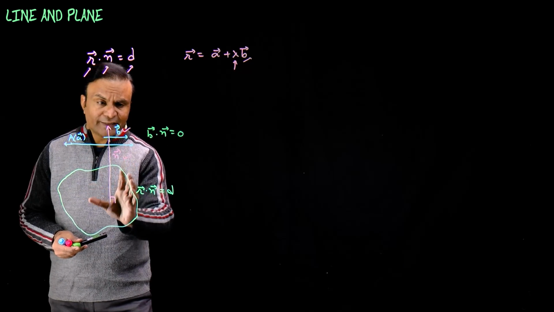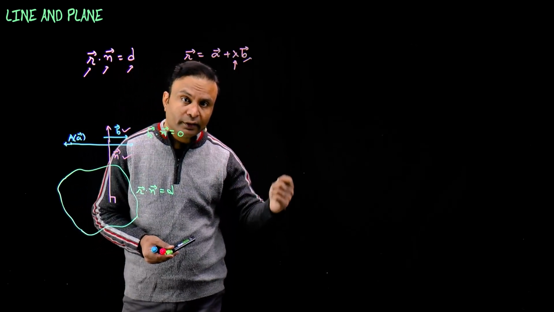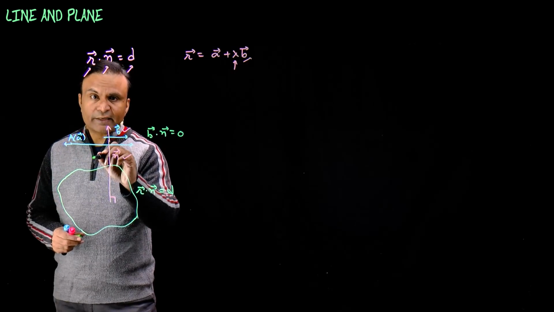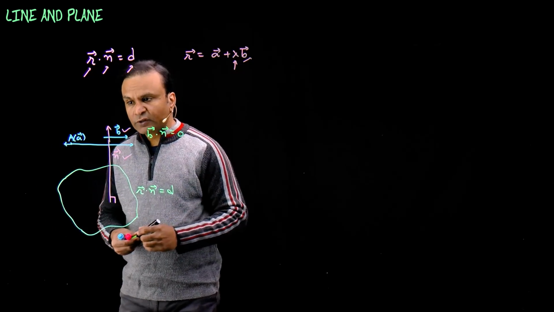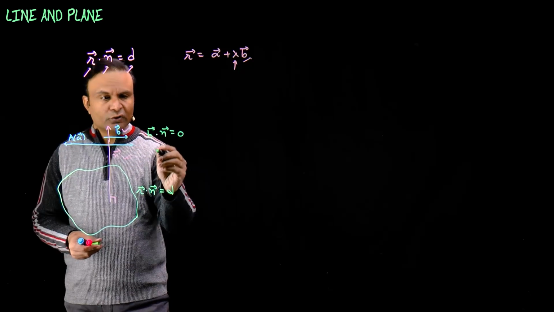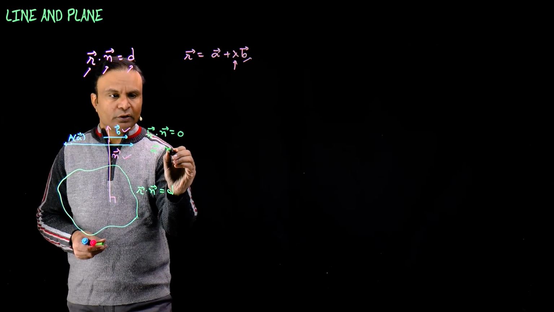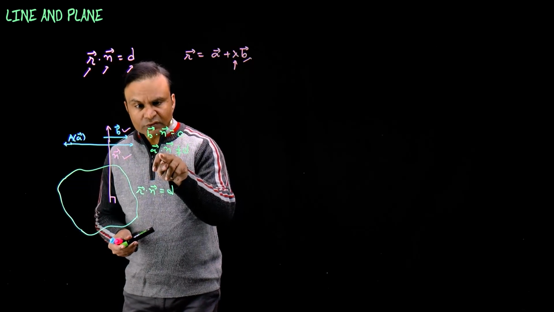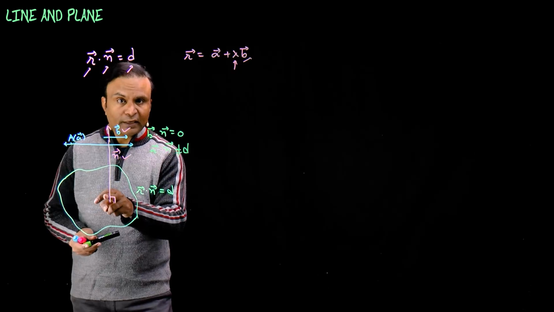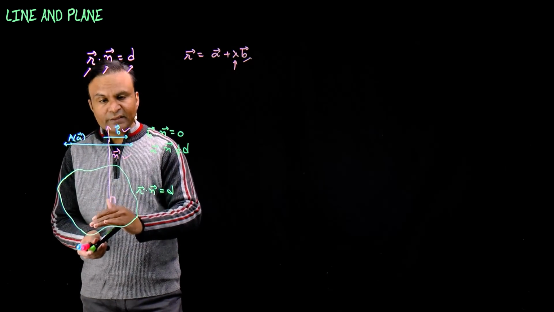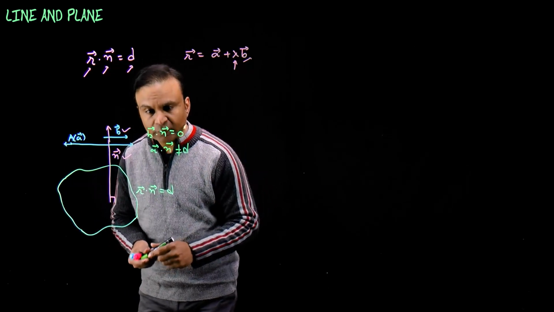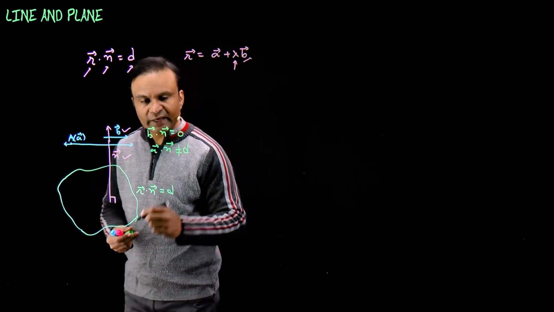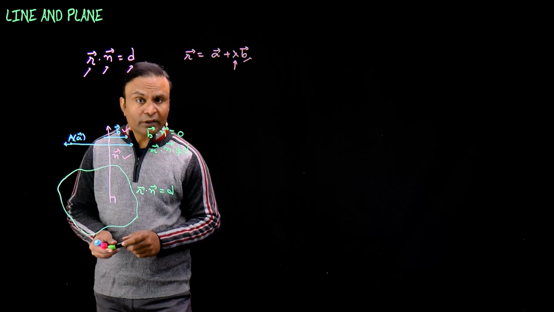But also this line is parallel to plane but not lying on the plane. That means we have to ensure that point A of the line is not in the plane, and for that we put this point A in the equation of plane. We have a dot n, and this is not equal to d. If this dot is equal to d, that means this point is lying on the plane. But since line is parallel, not lying on the plane, this point A is not satisfying the equation of plane, so that we have a dot n not equal to d.